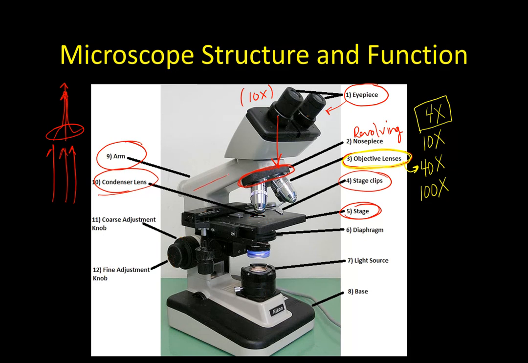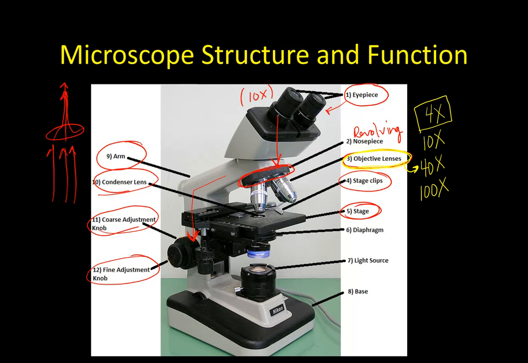On the arm of the scope down here, you'll notice that you've got two knobs. The coarse adjustment knob on the outside, which is big and kind of bulky, and then internally here, you've got that fine adjustment knob. Coarse adjustment knob moves the stage a lot, just like what you saw in the video. Fine adjustment knob moves it very, very little.